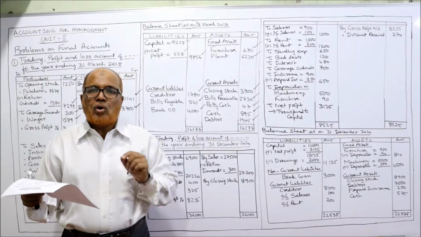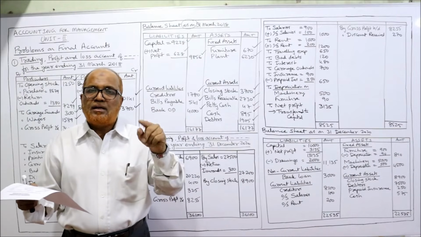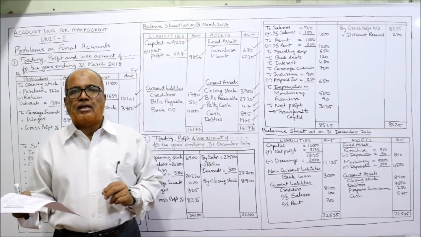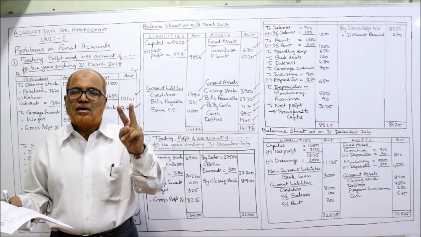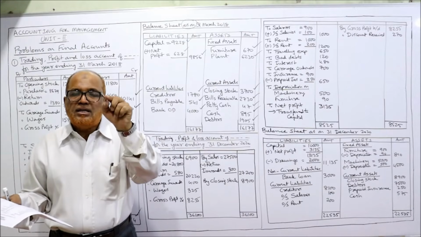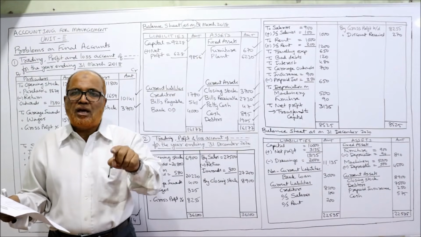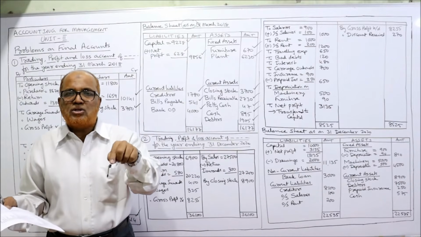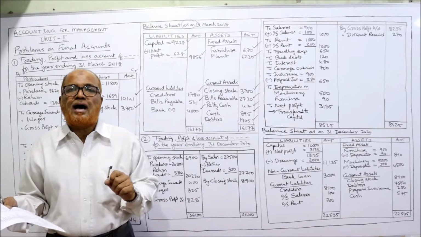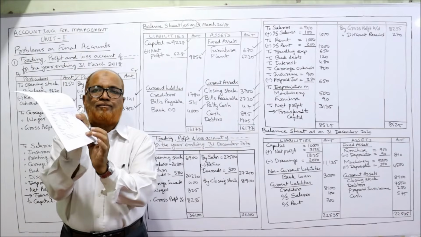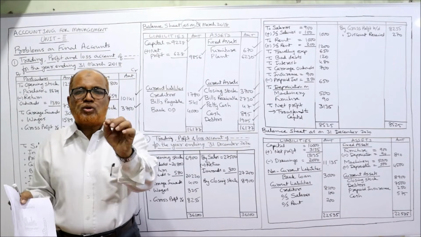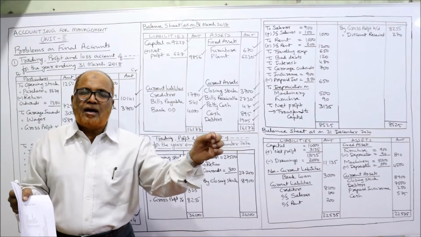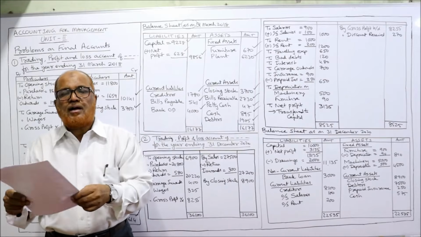Now adjustments. Closing stock appears twice: trading account credit side, and current asset. Prepaid insurance will also appear twice. The prepaid insurance is deducted from insurance on the profit and loss account debit side, and again prepaid insurance is shown under current assets. Write it down there itself.